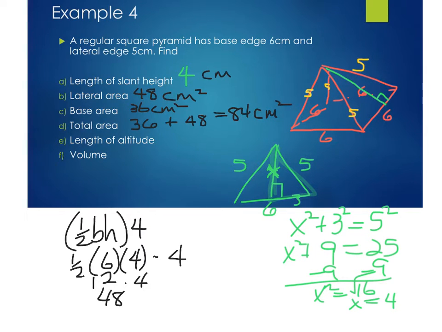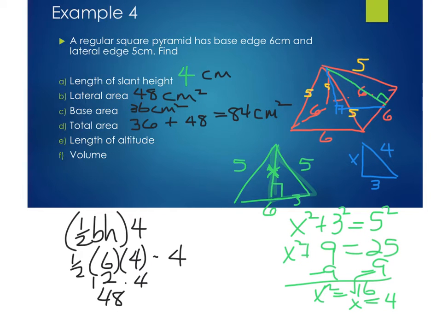Now, remember the altitude is going to be the height of the pyramid. So the height is going to be inside here, right at the center, from the tippy top of the vertex. I need to find the altitude. So again, I'm going to make a special right triangle. I'm going to use the slant height, which is 4, and half of the base length, which is 3, and then I'm going to look for the altitude.